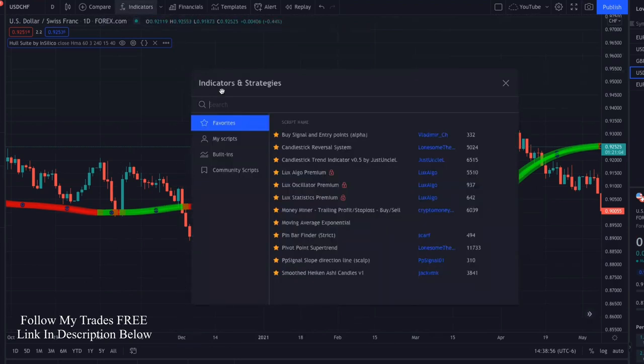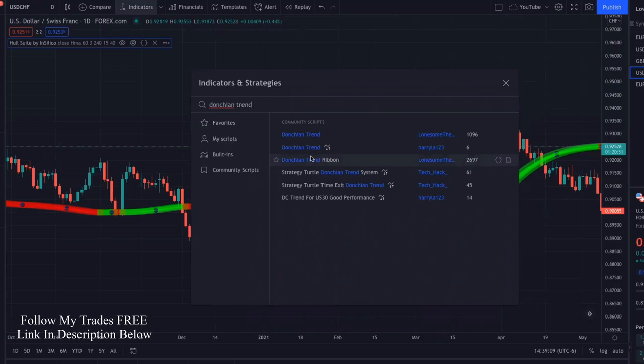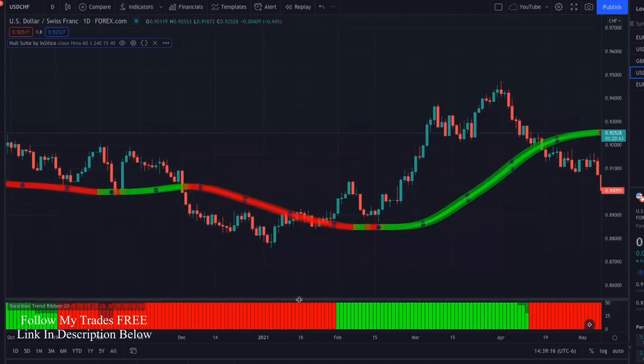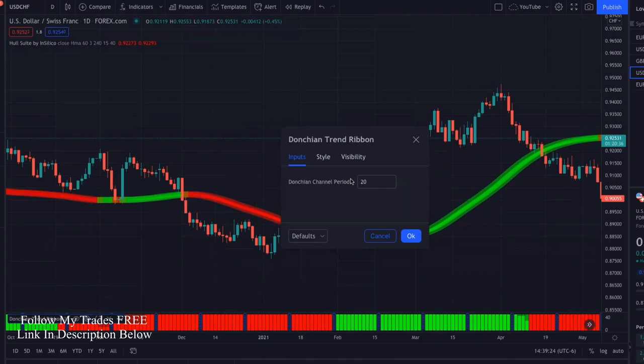The second indicator that we're going to add is called a Donchian trend ribbon. It's this one that's made by Lonesome. So we're going to add that. Now let's make some changes to that. I'm going to make this a little bit smaller. And then you're going to click on the settings right here. And the only thing we're going to change in this one is the channel period from 20 to 30. All right, so make sure that that's at 30.